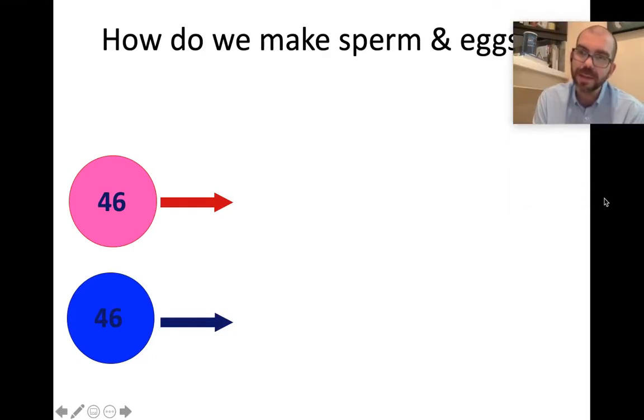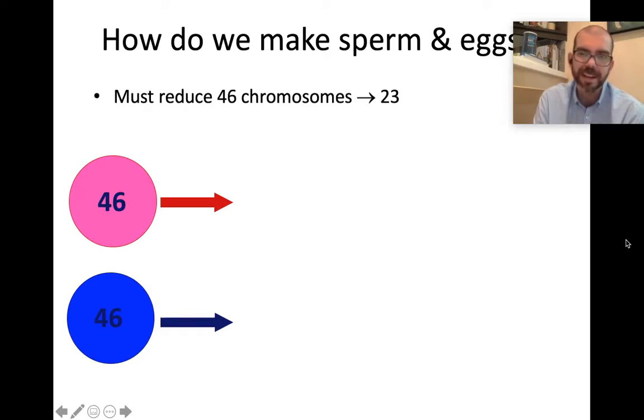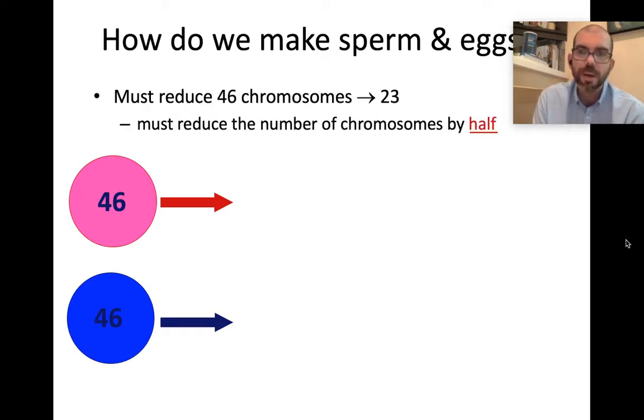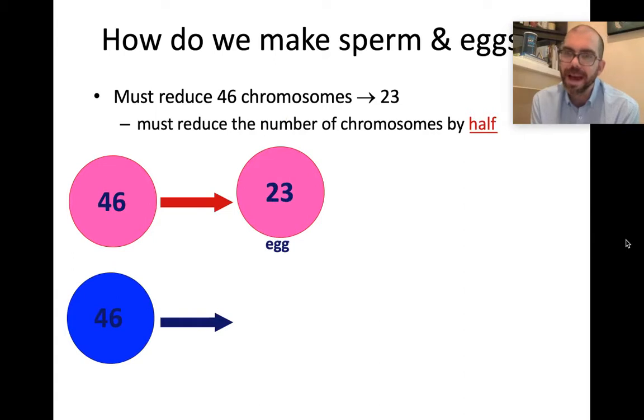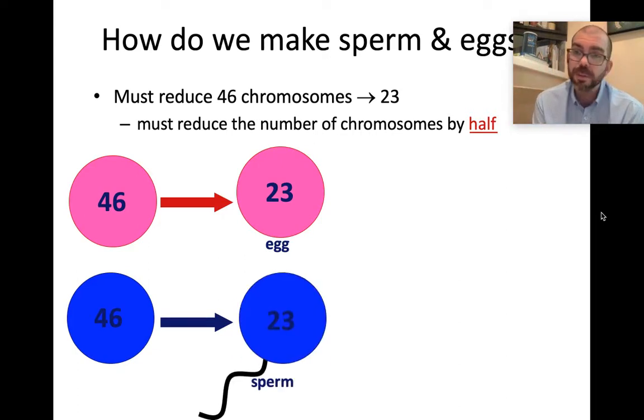To make sperm and eggs, we start with a cell called a germ cell. It's a cell that can turn into any other cell. Kind of like a stem cell, a little different. We're going to need to cut the material in each one in half. If I'm going to make a fertilized egg that has 46, I'm going to need to take that germ cell and produce an egg that only has 23 chromosomes, because you're getting one from each parent. So there's one copy of each of the pairs. Same thing with the sperm. That's going to need to be reduced to 23.